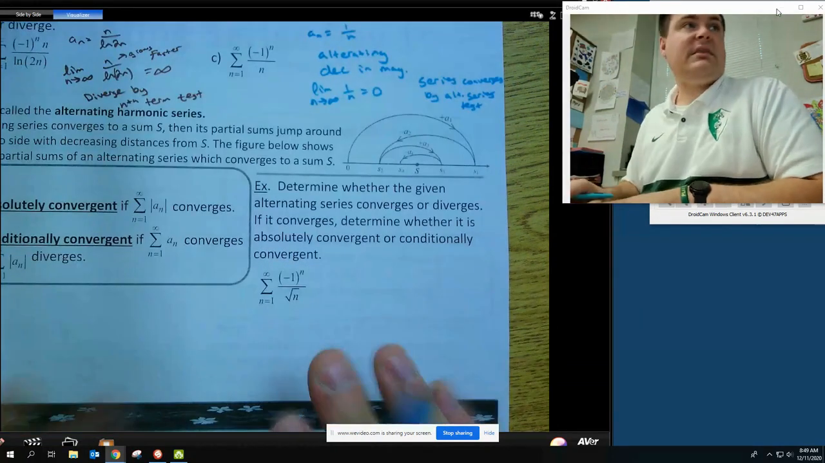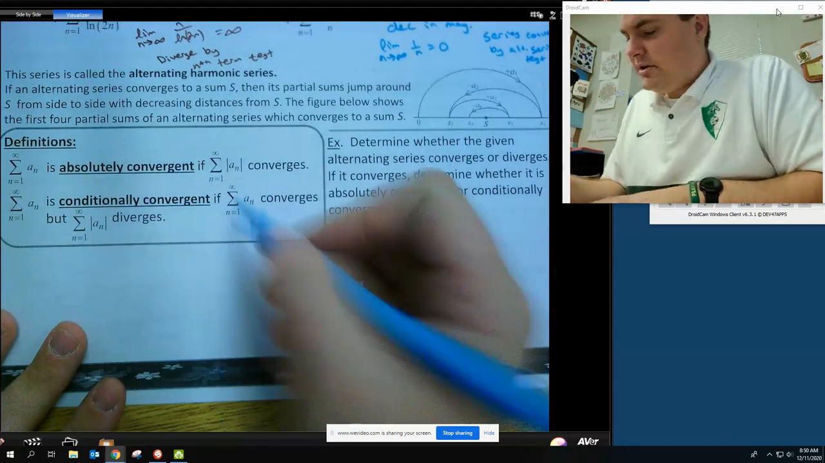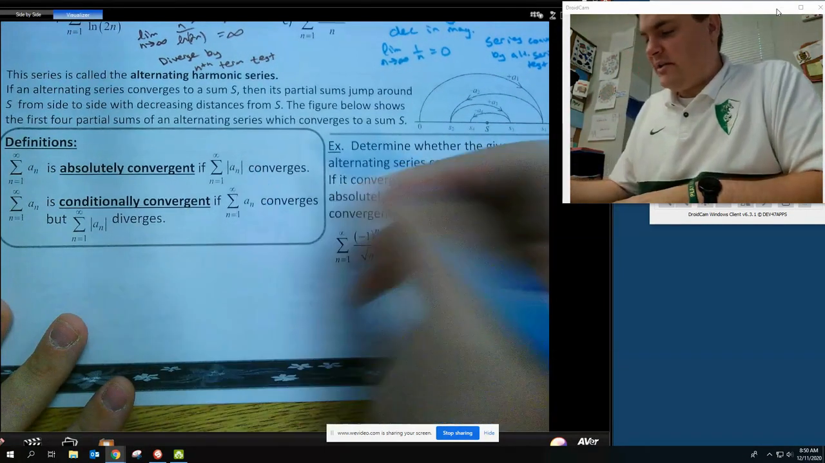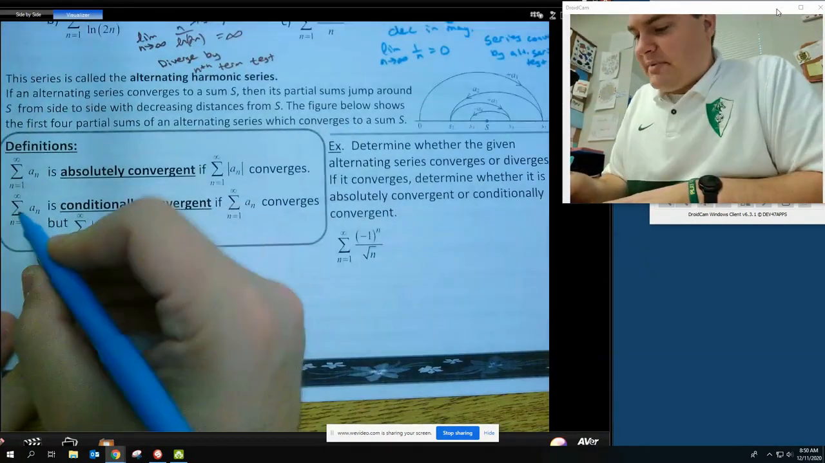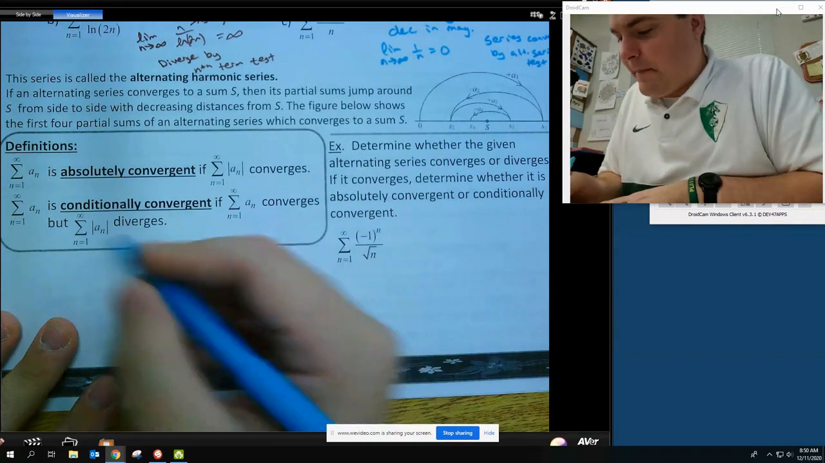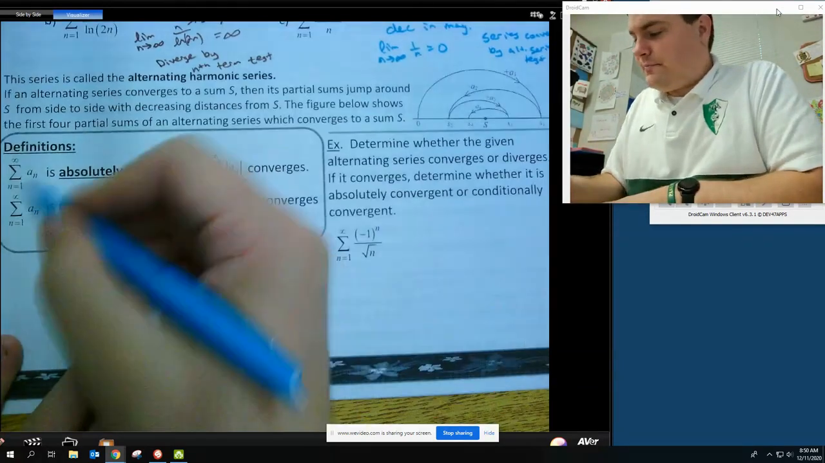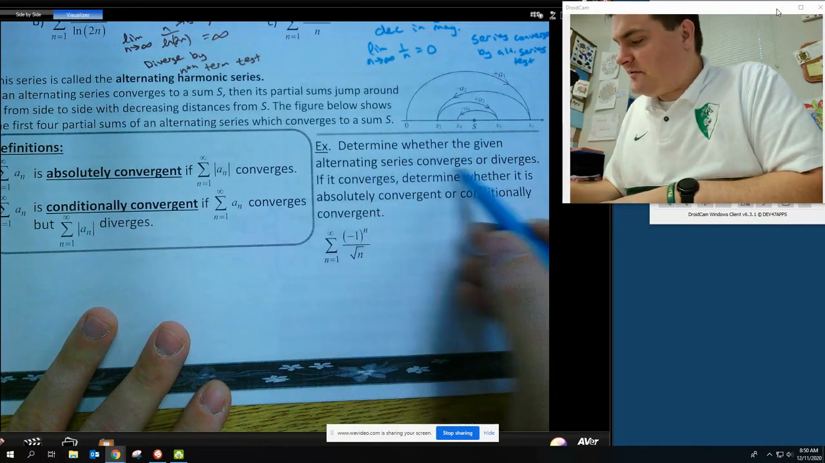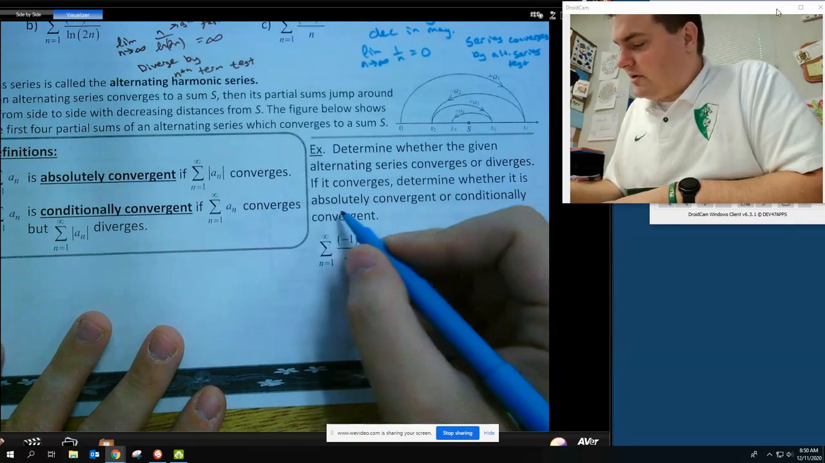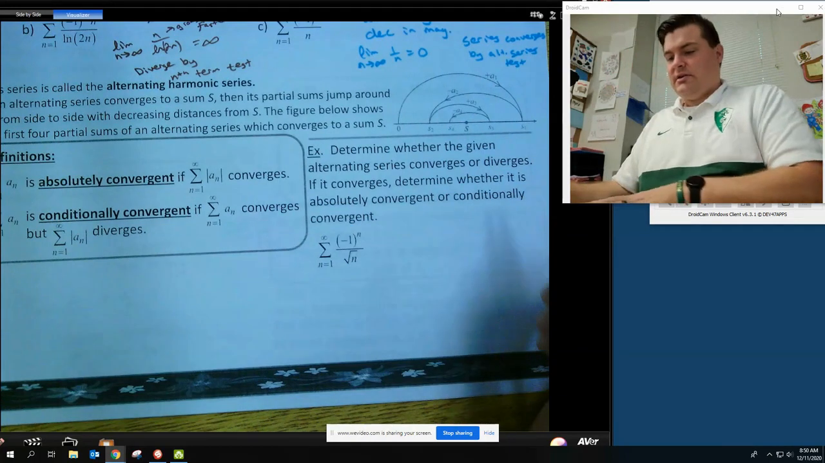Okay. Last part is we're going to talk about absolute convergence or conditionally convergent. So a sub n is absolutely convergent if the absolute value converges. A sub n is conditionally convergent if this converges, but the absolute value diverges. Okay. So determine whether the given series converges or diverges. If it converges, determine whether it is absolutely convergent or conditionally convergent.